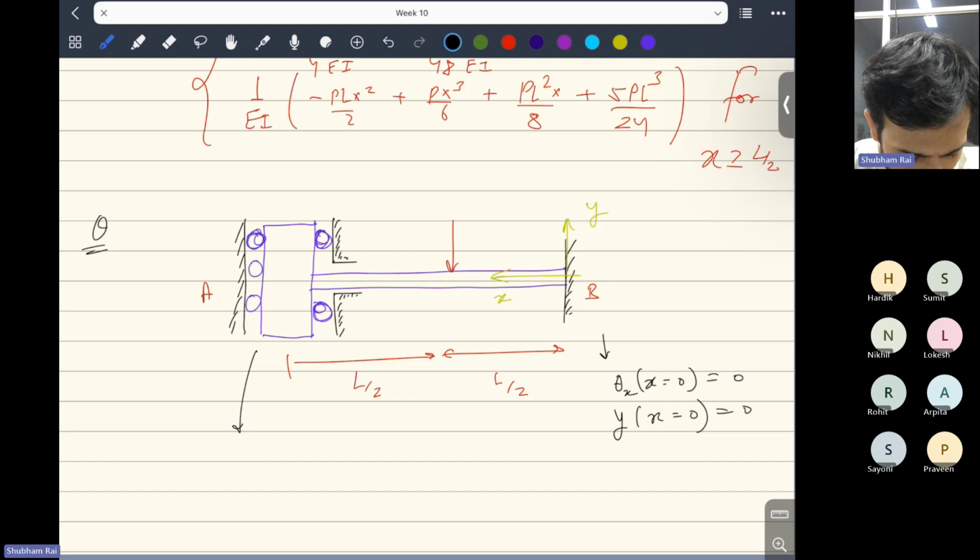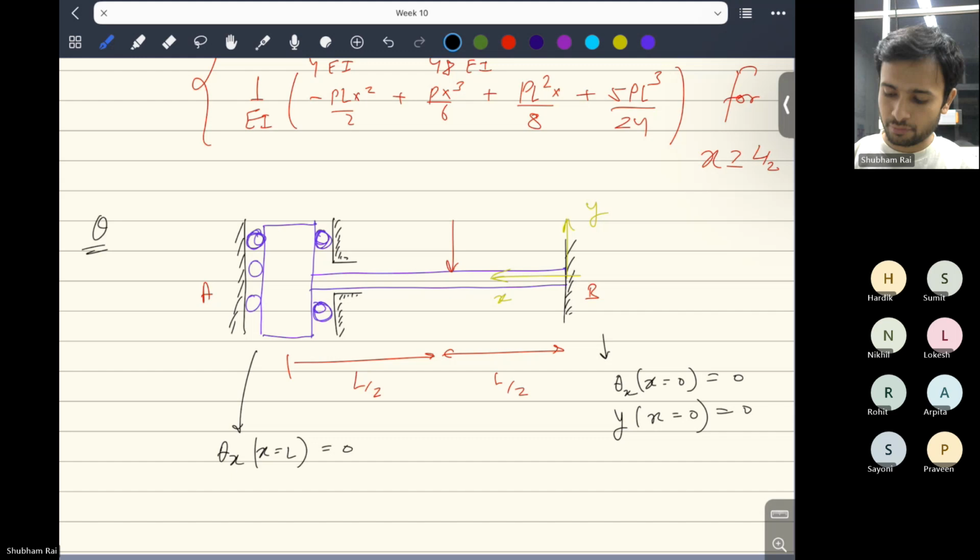Boundary conditions. y of 0 is 0. Sorry, theta will be 0, not d theta by dx. Theta will be 0. And then theta at L will be 0. Okay, so here you have theta at x equal to L. So that will be 0. But here it can move above and below, so deflection is allowed.